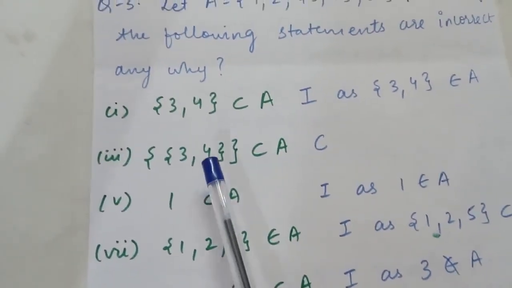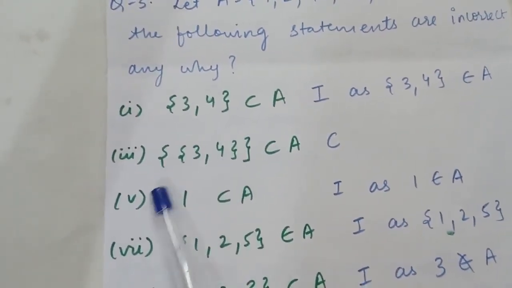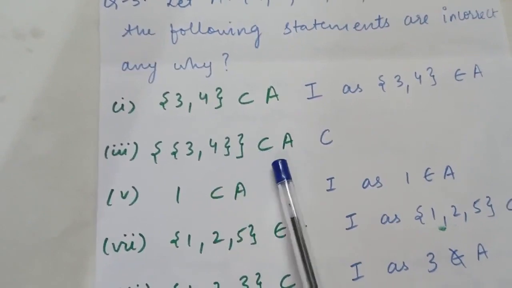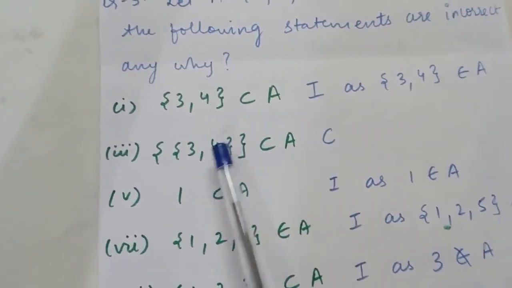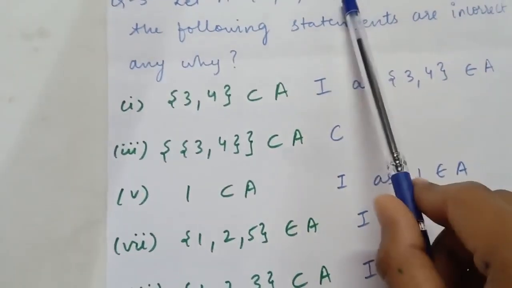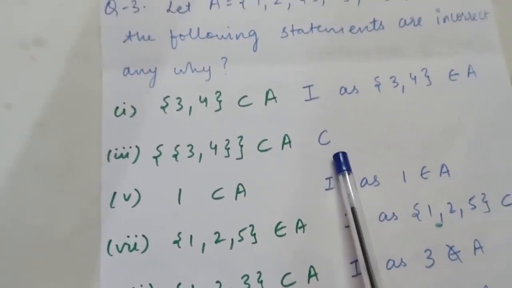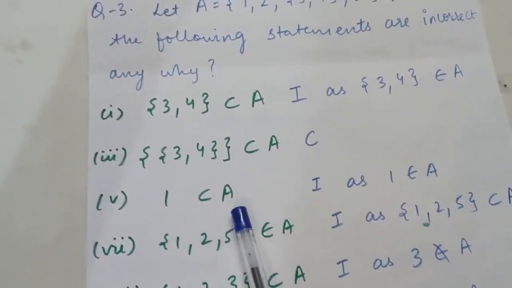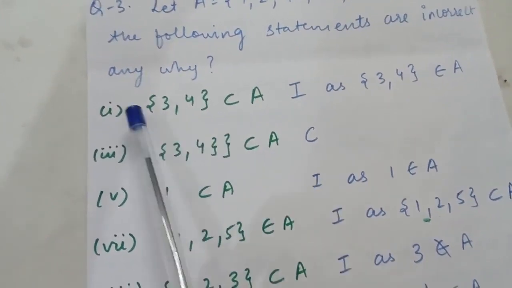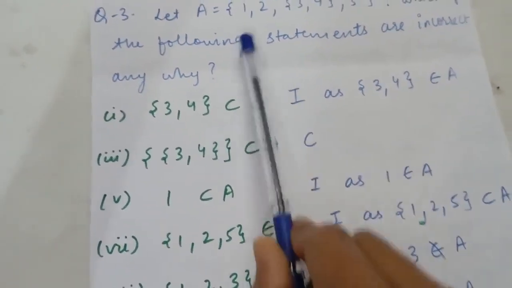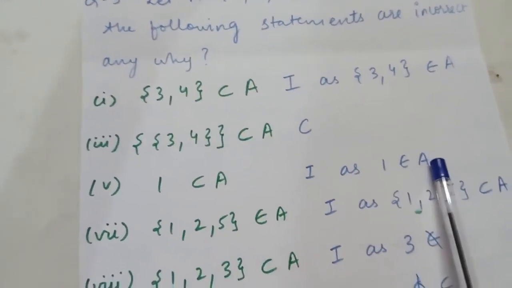Now the next element is in the braces. So this is a subset of A. This is correct. Why? Because this element belongs to A. So this set is a subset of A. So this is a correct statement. Now, 1 is a subset of A is incorrect. Same as the first. 1 is an element of A. So 1 belongs to A.